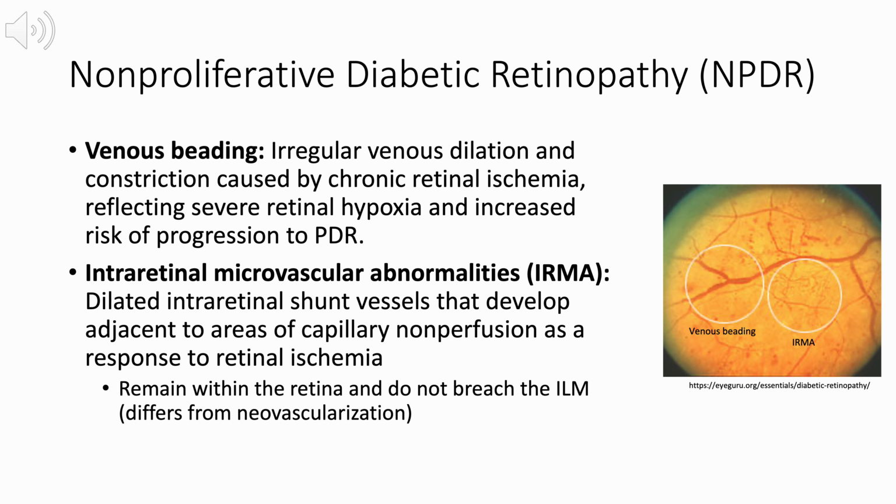The second arrow points to IRMA, appearing as fine, irregular, tortuous vascular loops lying flat within the retinal plane. Notice that the IRMA does not have the frond-like, disorganized architecture of neovascularization we will see shortly. It remains a flat intraretinal network. Both of these findings also carry formal weight in staging, which is exactly where we go next.